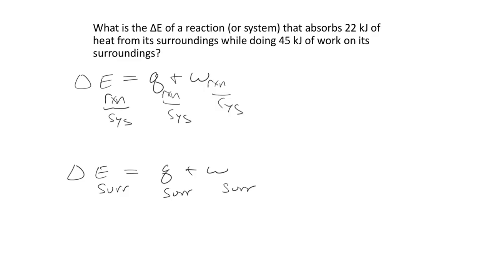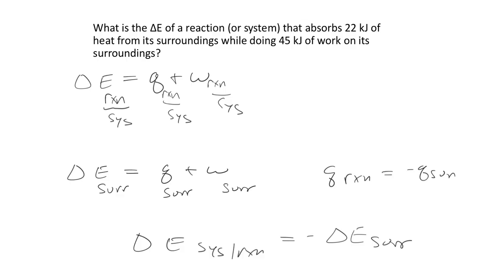Then everything kind of flips. So if a reaction absorbs energy, if delta E is positive for the reaction, then that energy had to come from the surroundings. So the delta E of the surroundings would be the exact value, but negative. And so the delta E of the system or the reaction is just negative the delta E of the surroundings. So they have opposite signs of each other. Same thing with Q and W. So the Q of a reaction is the negative Q of the surroundings, the W of the reaction is the negative W of the surroundings.